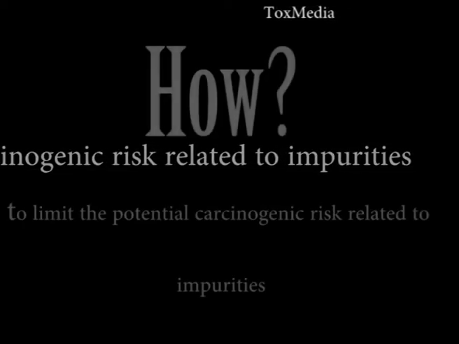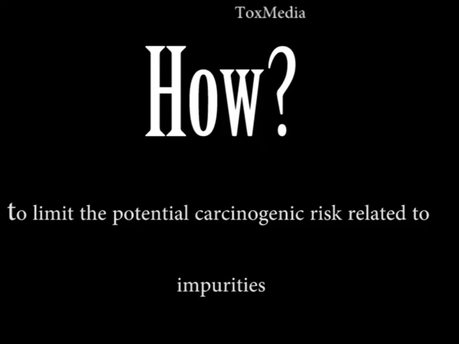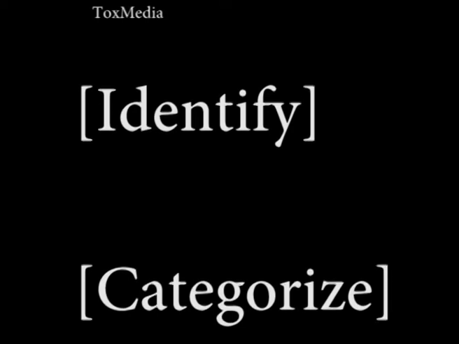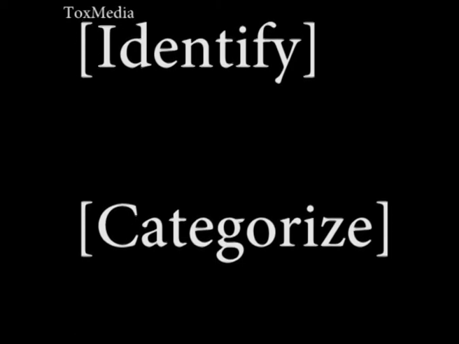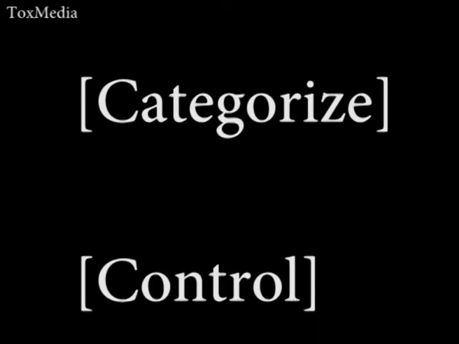It is to limit the potential carcinogenic risk related to impurities. How does the guideline limit the potential carcinogenic risk related to impurities? It is by identifying, categorizing, and controlling the levels of impurities.